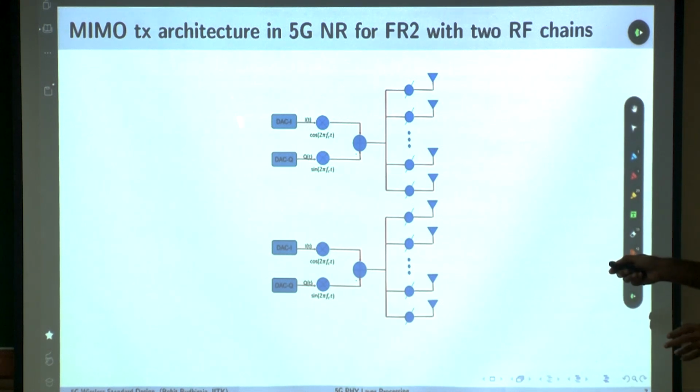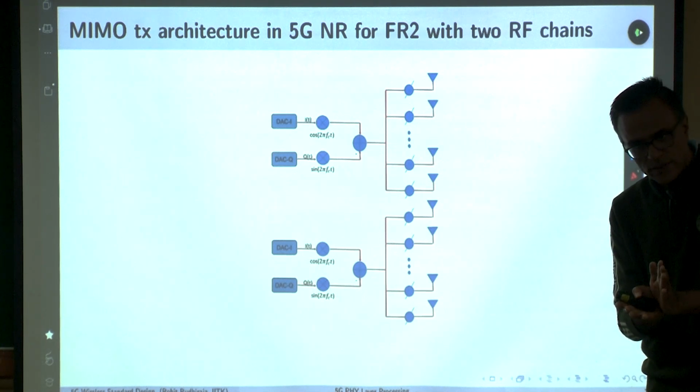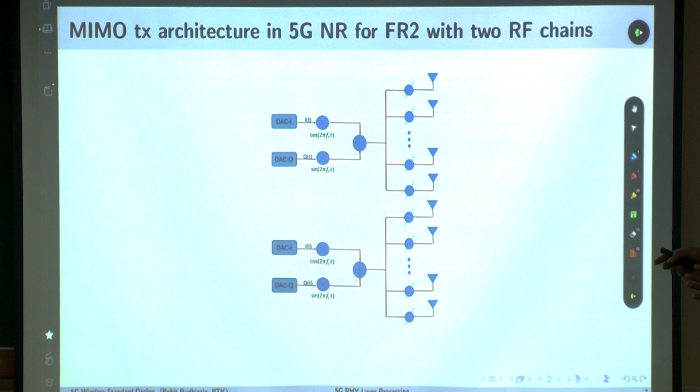What is happening? So what are we moving to? The MIMO transmitter architecture in 5G NR with two RF chains, okay? Whatever I showed you earlier was completely analog, okay? Now what are we saying here? This is something typically known as hybrid, okay? So what are we doing here? This is happening for one, let's say, user, right? Okay, correct? So this is what we discussed, okay?